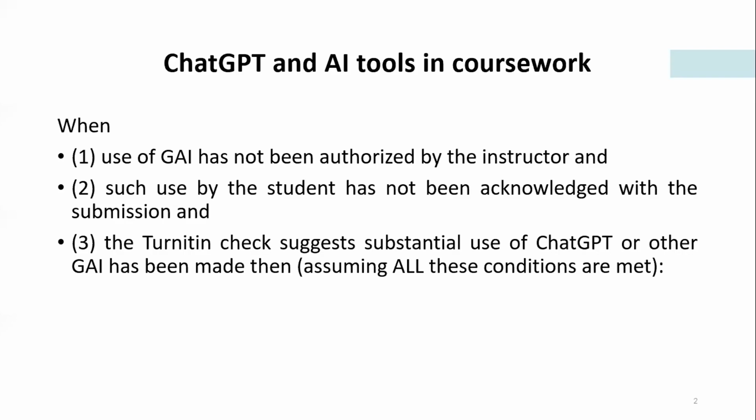that the cases fulfill the following conditions. The first is that the use of ChatGPT and other generative AI tools had not been authorized by the instructor, and such use by the student has not been acknowledged with the submission, and then the AI check suggests substantial use of ChatGPT or other GAI has been made.